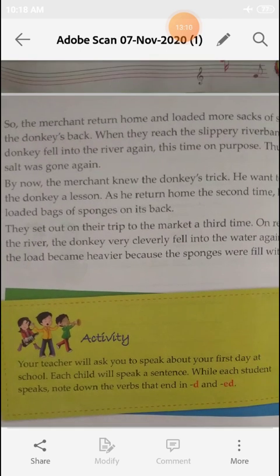Students, this is an activity for you. Your teacher will ask you to speak about your first day at school. Each child will speak a sentence. While each student speaks, note down the words that end in d and ed. Students, tell me some more words that you use with ed or d in verbs. Okay, students?